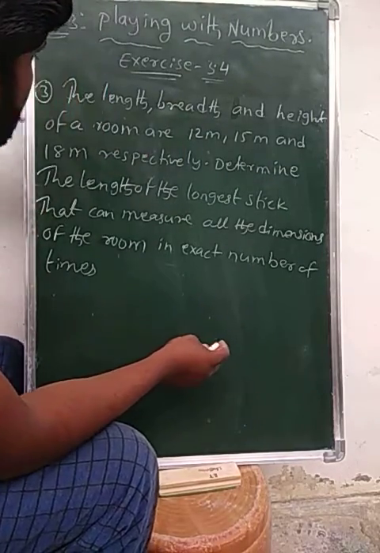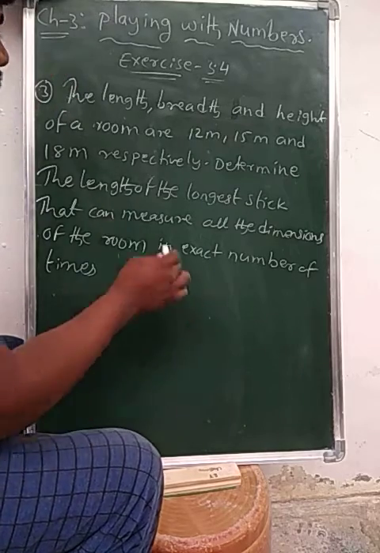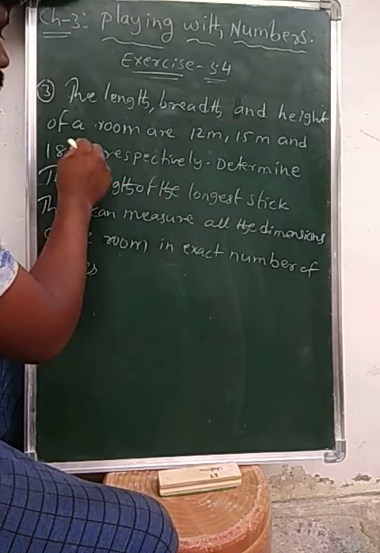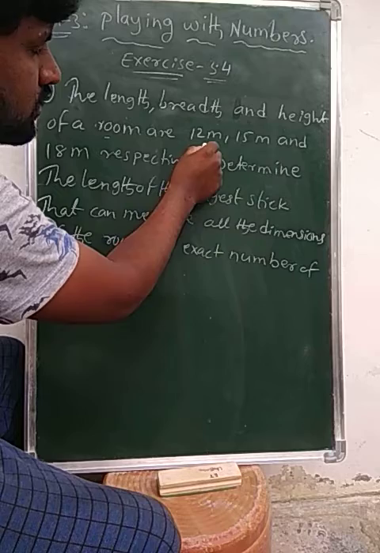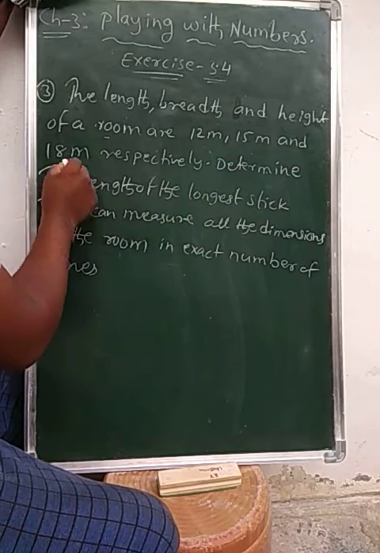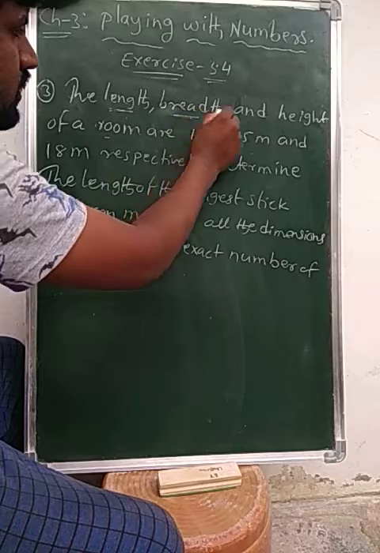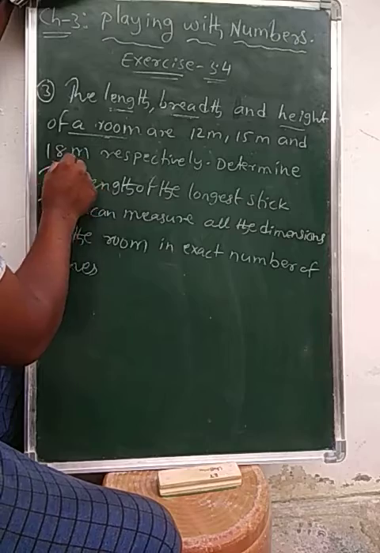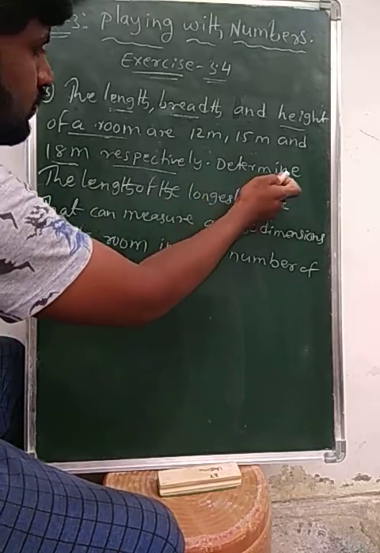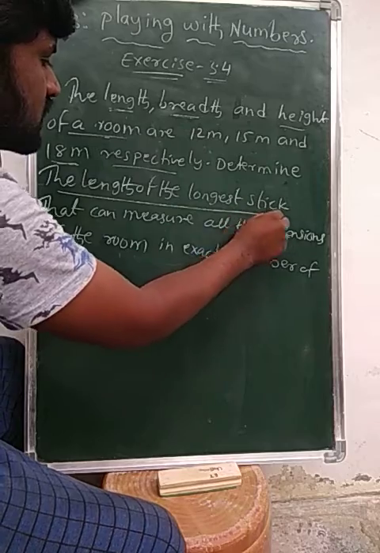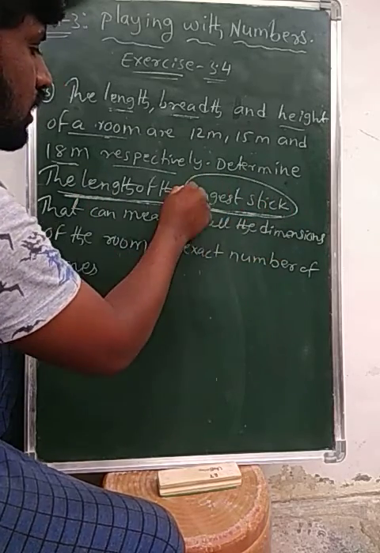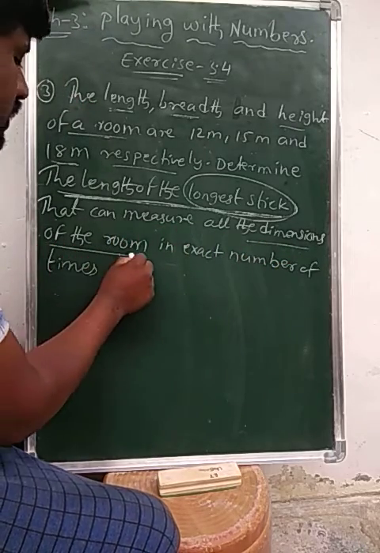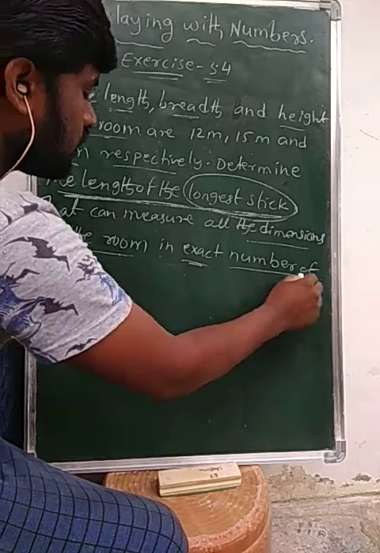Okay students, now question number 3. The question is given: the length, breadth and height of a room are 12 meter, 15 meter and 18 meter respectively. Determine the length of the longest stick that can measure all the dimensions of the room in exact number of times.